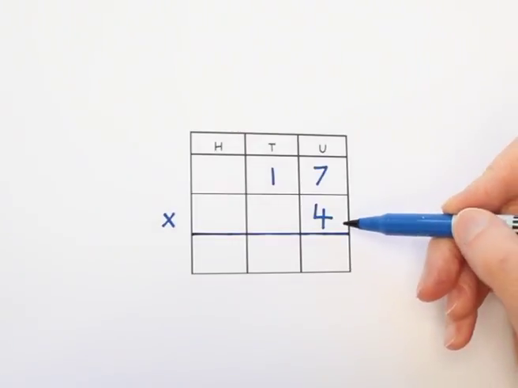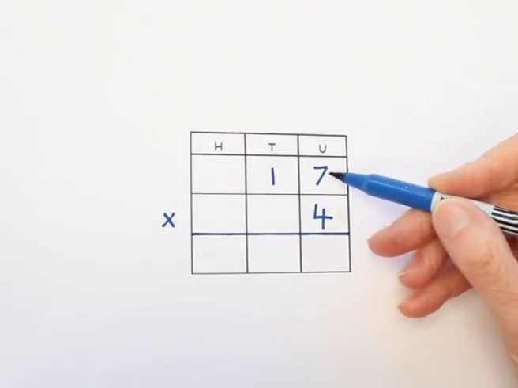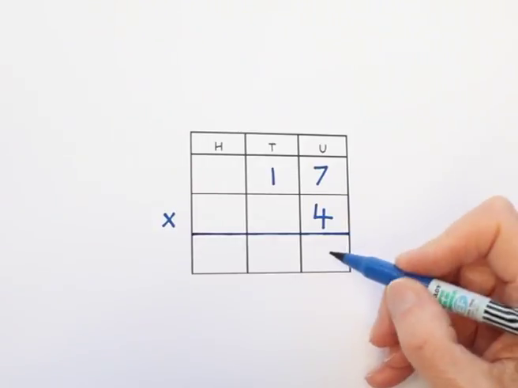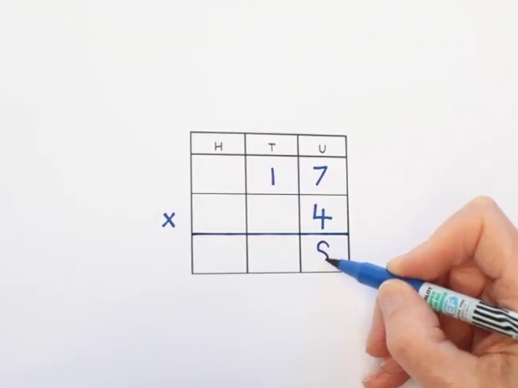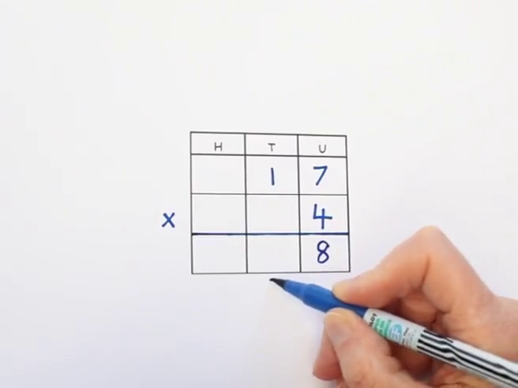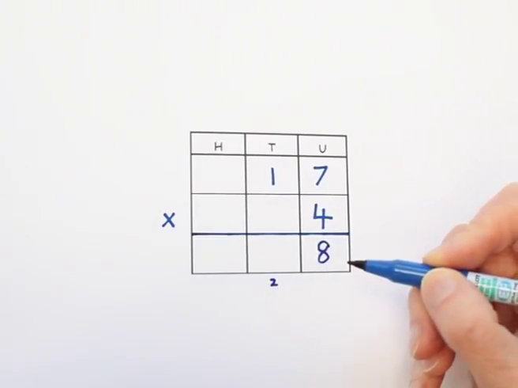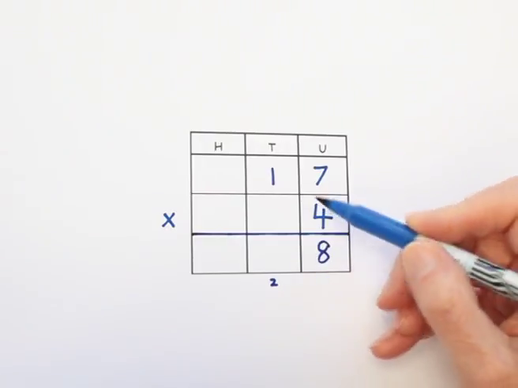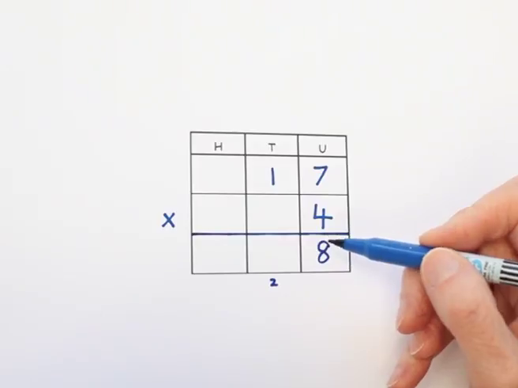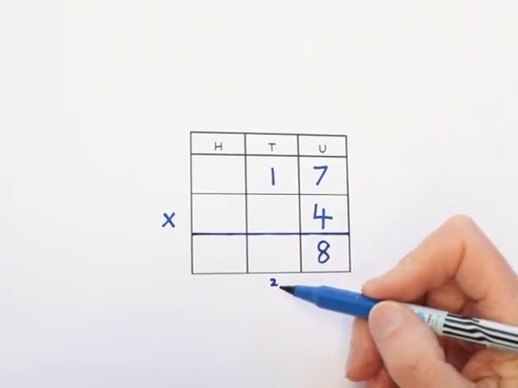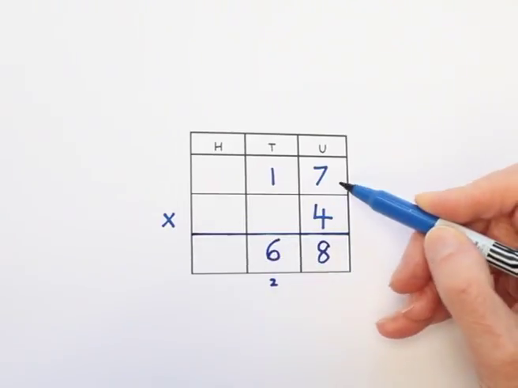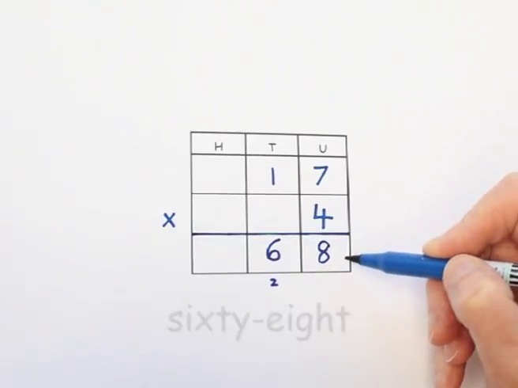17 times 4. 4 7's are 28. So we write the 8 part of the 28 in the units column, and we carry a little 2 into the tens column. This represents 20. 4 times 1 is 4. Add the little 2 we just carried, making 6. So the answer to 17 times 4 is 68.